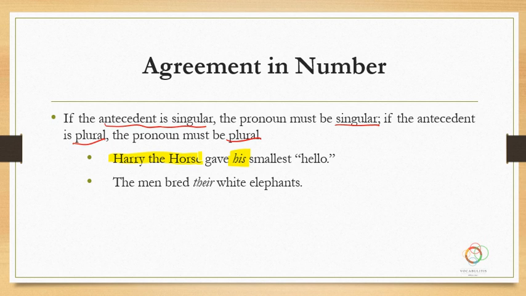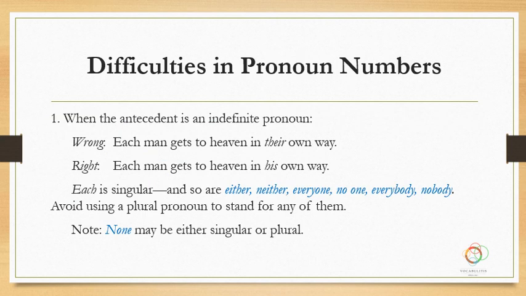Harry is a talking horse, so I guess we will not call it an it. We'll call it a he. So his matches with Harry in number. There's a singular there. The men bred their white elephants. The antecedent of their is the men, plural. Easy enough.